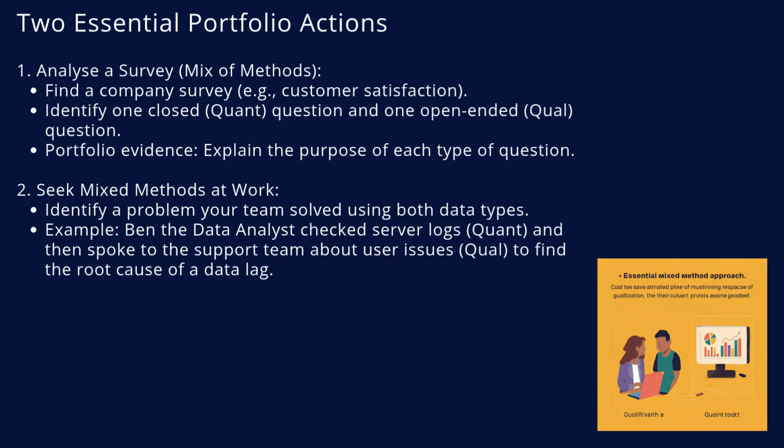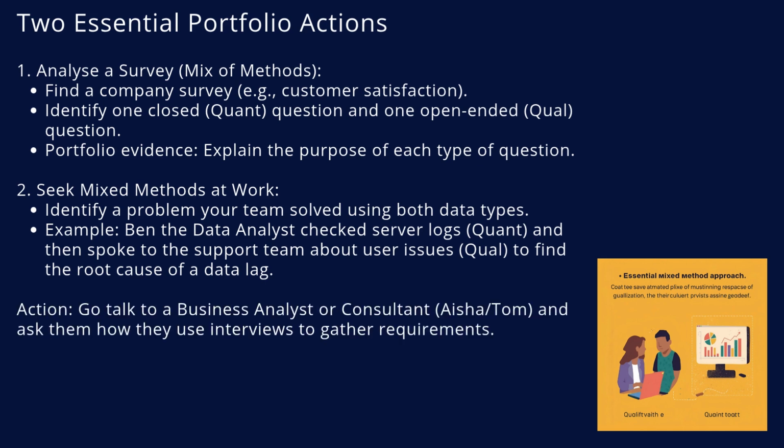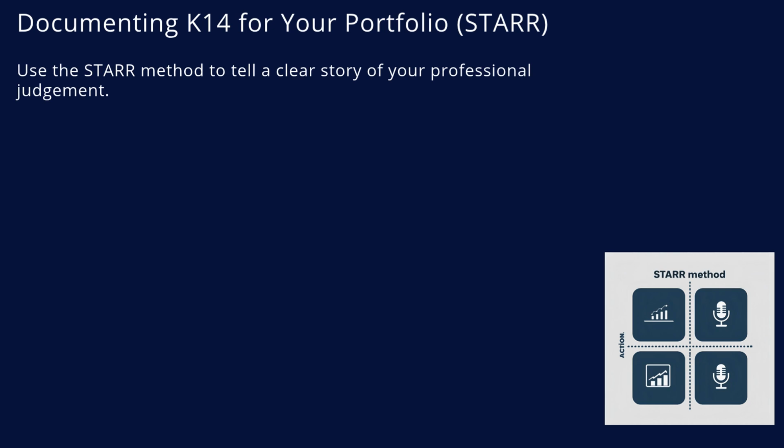Second, look for an example of mixed methods being used. For instance, Maya the cybersecurity analyst might use automated security monitoring data, Quant, but then interview the compromised user, Qual, to understand the incident. Document both types of data used for one problem. The easiest way to start is to ask a colleague, especially a business analyst, how they structure their interviews to gather clear, qualitative requirements.